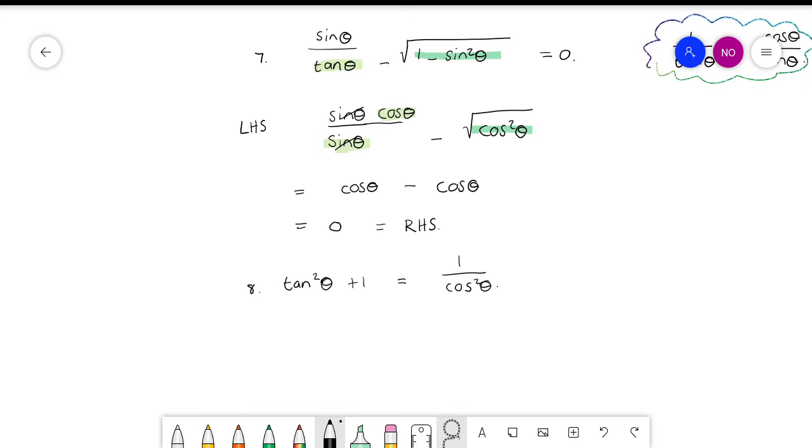Okay. So this one is a bit more difficult to start with, so I'm going to start with the tan, because that is something that you can immediately get your mark for.